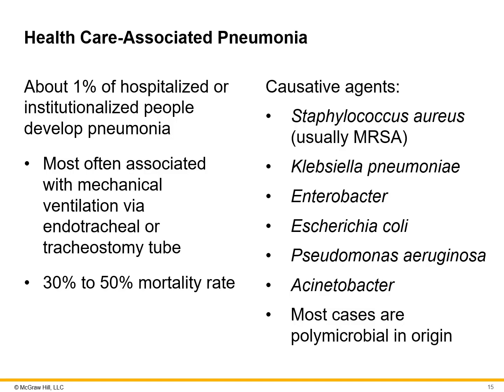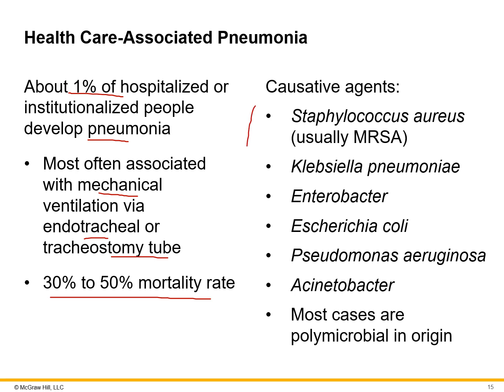Now, as we switch into healthcare-associated pneumonia, about 1% of individuals who are hospitalized get pneumonia. So this isn't something they would get in the community that we just talked about. This is associated with being in the hospital for one thing and ending up getting pneumonia. It's most often associated with mechanical ventilation or endotracheal or tracheostomy tubes, something that is physically inserted into the lungs. Thankfully, it is only about 1% of individuals in hospitals. However, the mortality rate is very large, 30 to 50%.